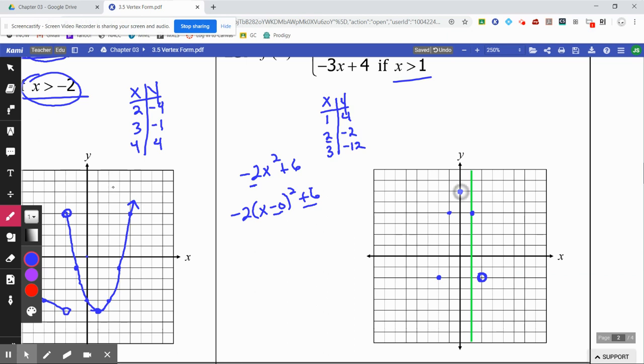So my parabola is going to look like this. I'm going to come to this side. Then it's going to come to here and it's going to stop because we're only going to graph that to the left of that line. So I can erase that point now.